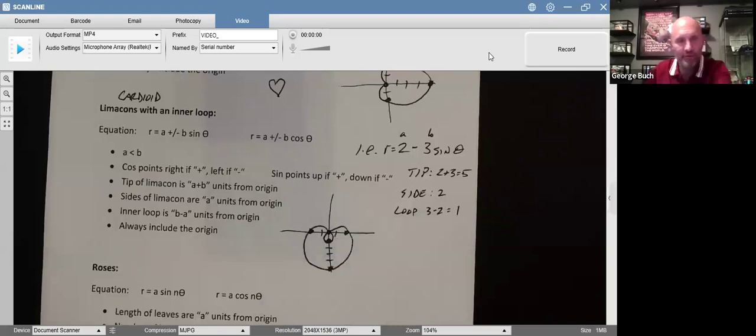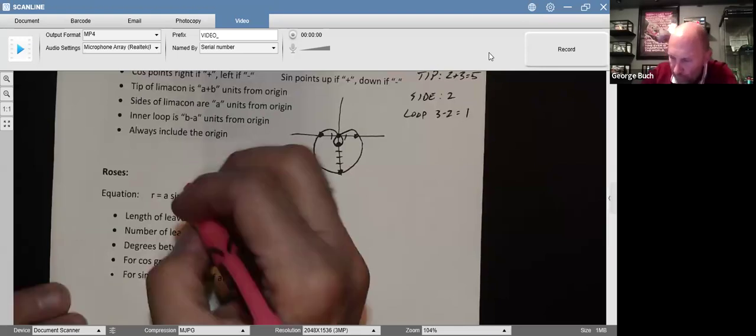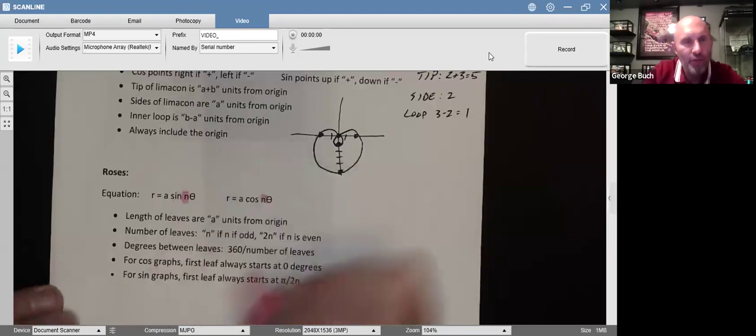And then lastly, for the roses, you'll notice with these, there's no plus or minus. So that's how you can distinguish right away that, oh, this is the graph of a rose. The length of the leaves, how long each leaf is, is A units, whatever number's in front of this trig function. The number of leaves depends on the value that is in front of the theta.